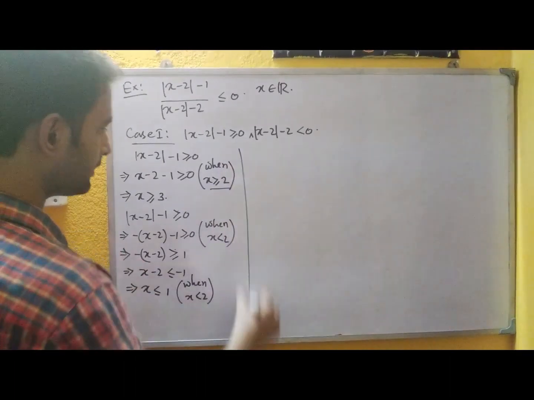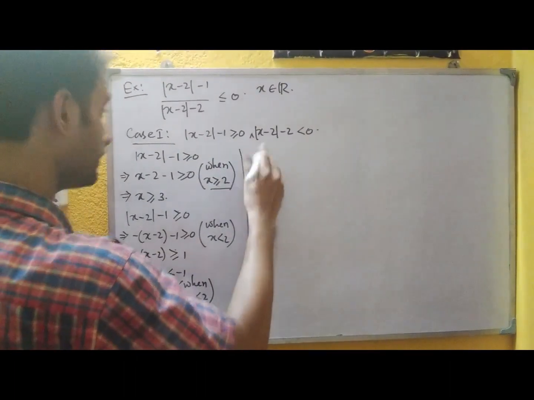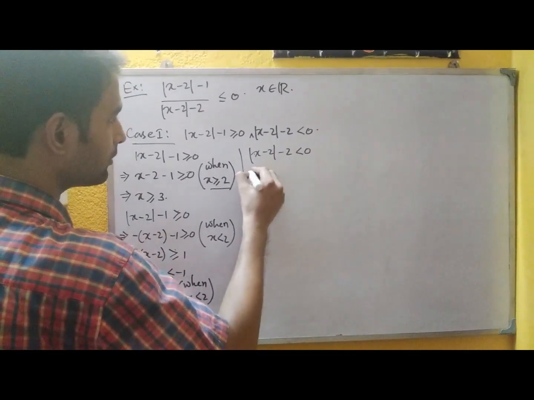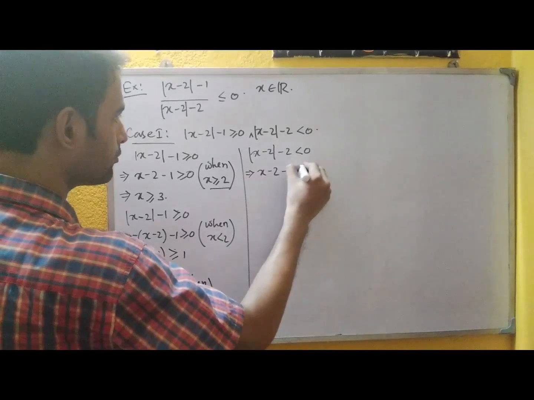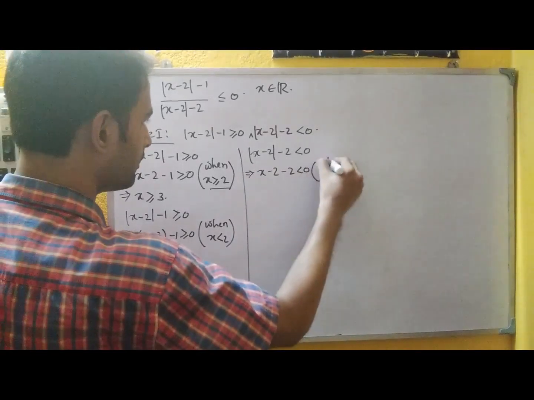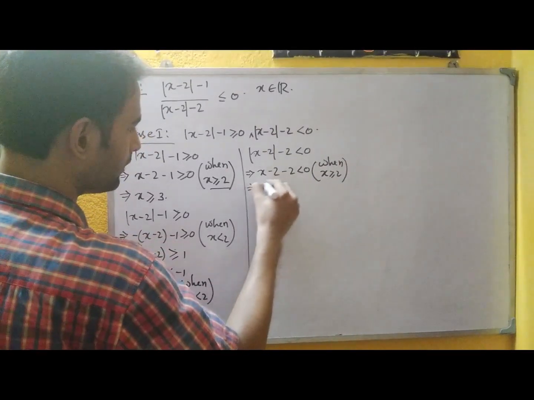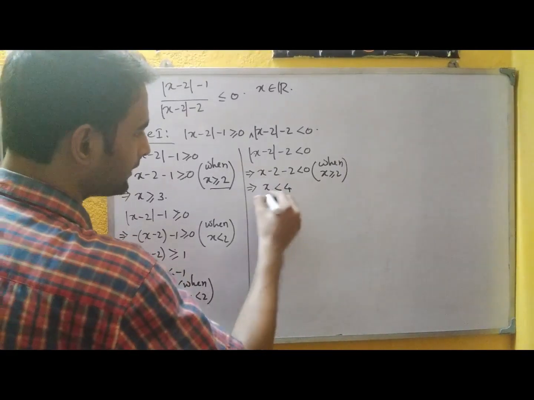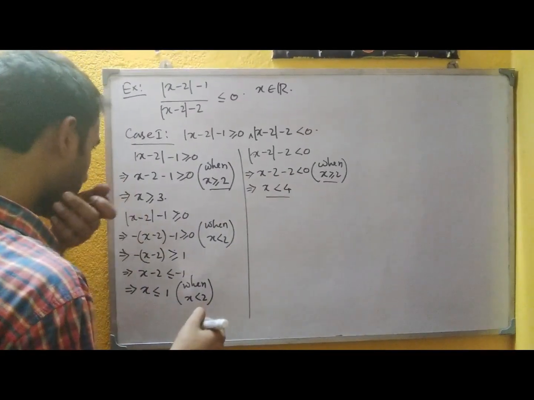And simultaneously here we will get mod of x minus 2 minus 2 less than 0, which means x minus 2 minus 2 less than 0 when x is greater or equal to 2. So this will imply x less than 4, and this is possible because when x is greater or equal to 2, x can be less than 4.